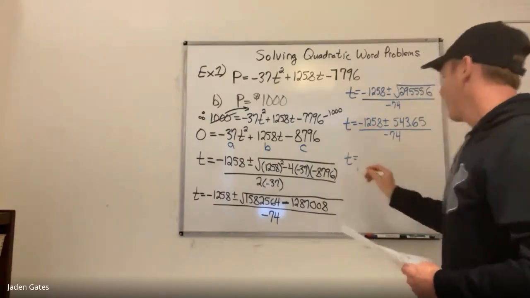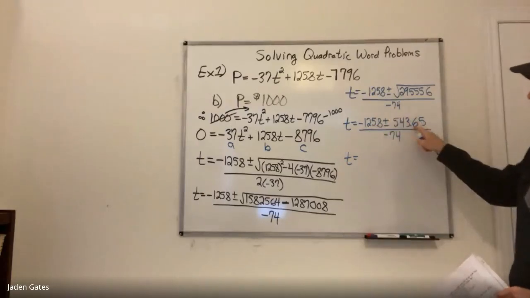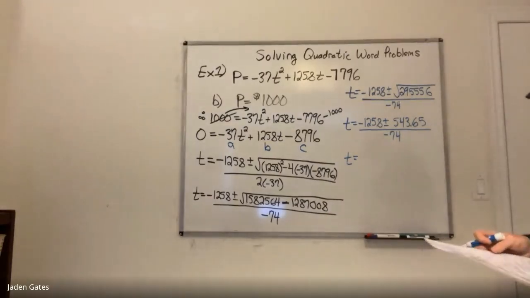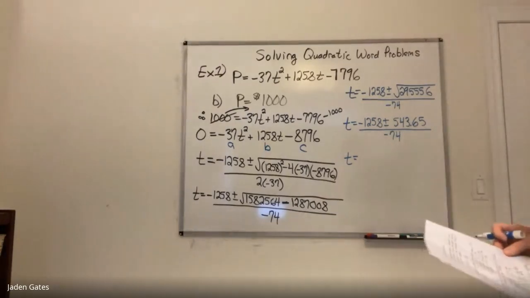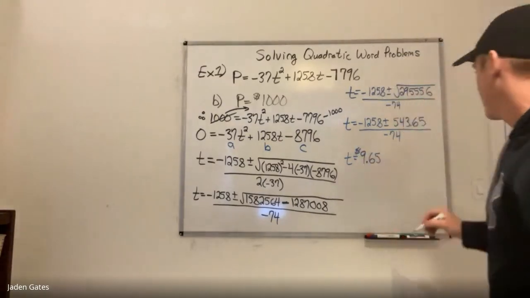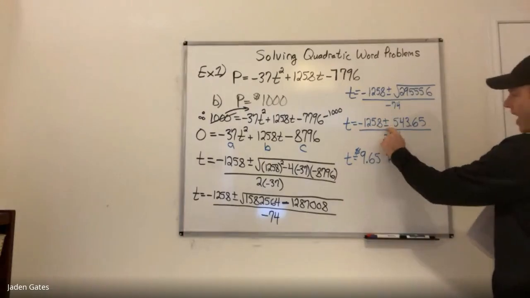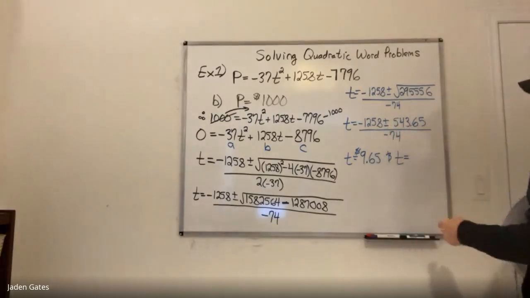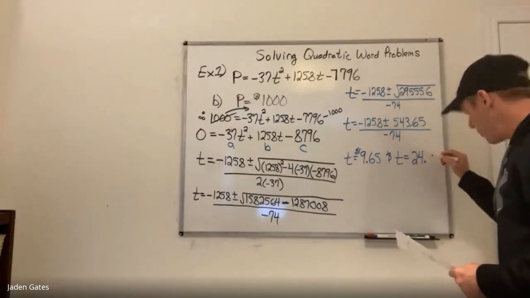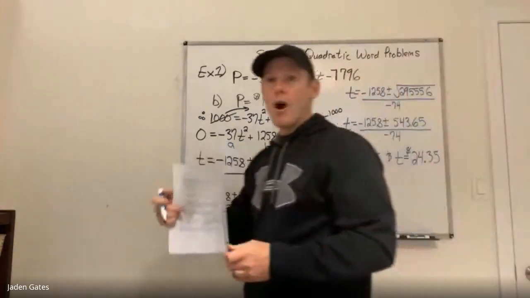All right, so now again I have to come up with my two answers. So the first answer, I'm going to take negative 1258 plus 543.65. And again, the last thing I'm going to divide by is negative 74. And so when I do that, I actually get $9.65. And now I take minus 1258, subtract 543.65, which is going to be a negative number, divided by negative 74, and I get $24.35. And those are the two values that will give us a profit of $1,000.